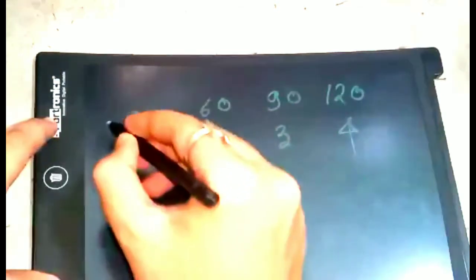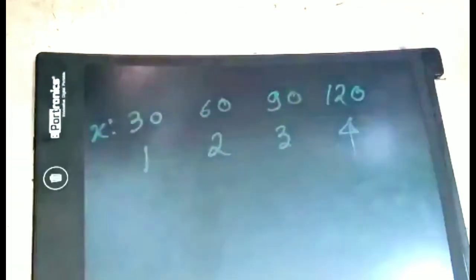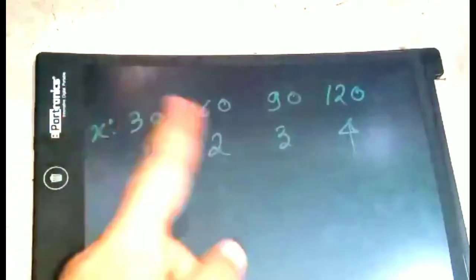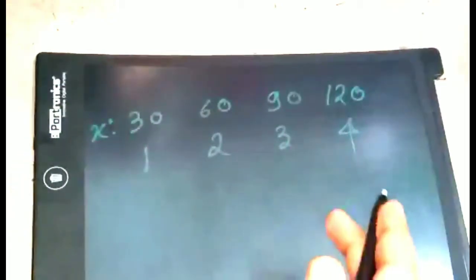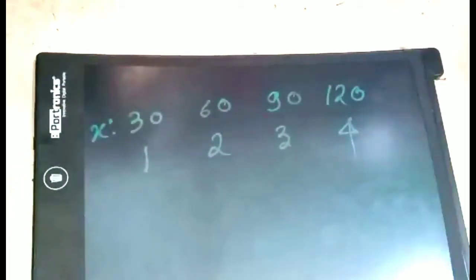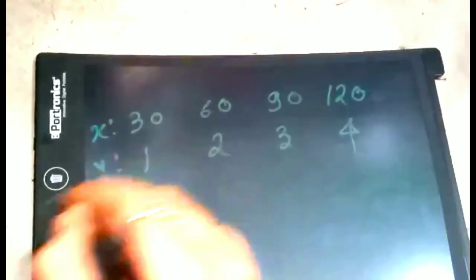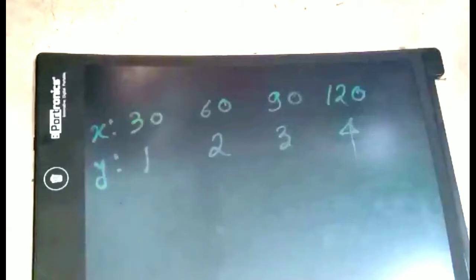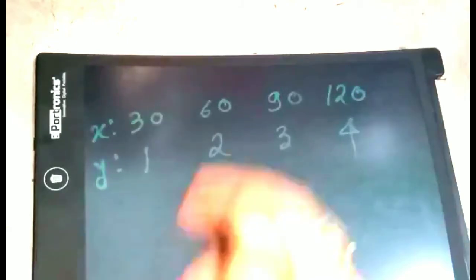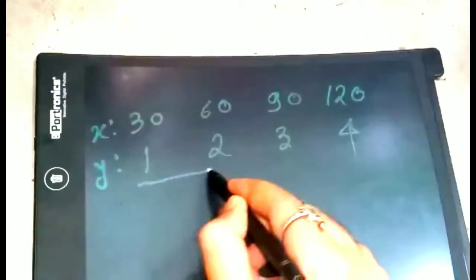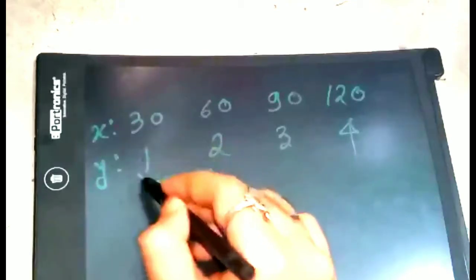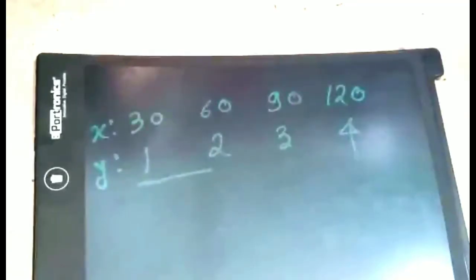Now, let us say these values as x. Which values? The amount, that is 30, 60, 90, 120, we are taking them as x. And let us take the time, that is hour, to be y. Now you can see as y increases, when y is 1, x is 30, when y is 2, x is 60. So as y increases, you find that x is also increasing.